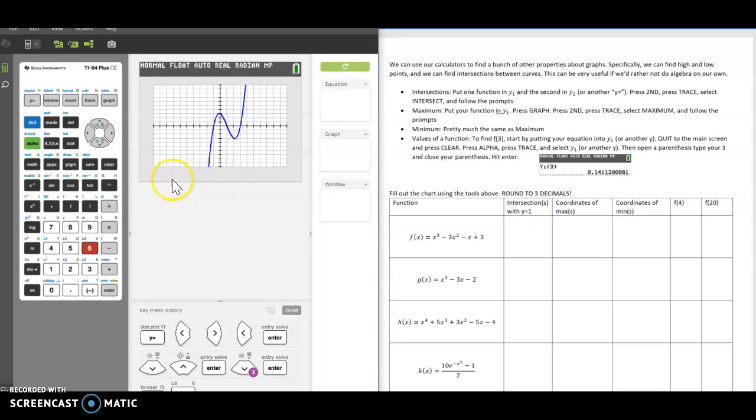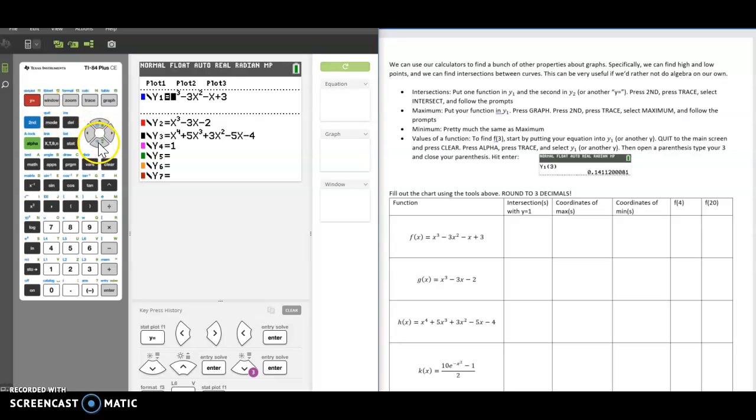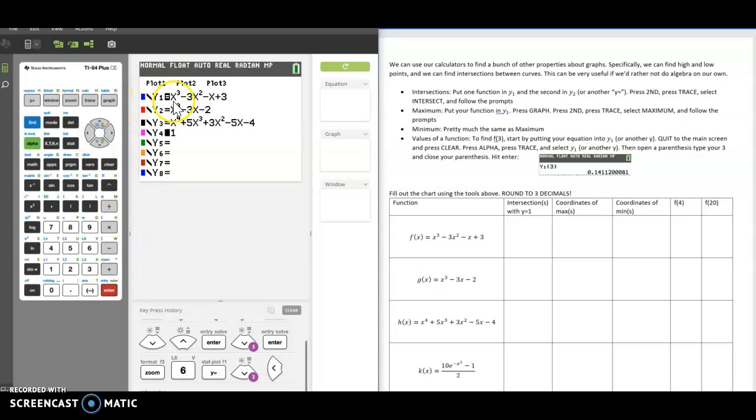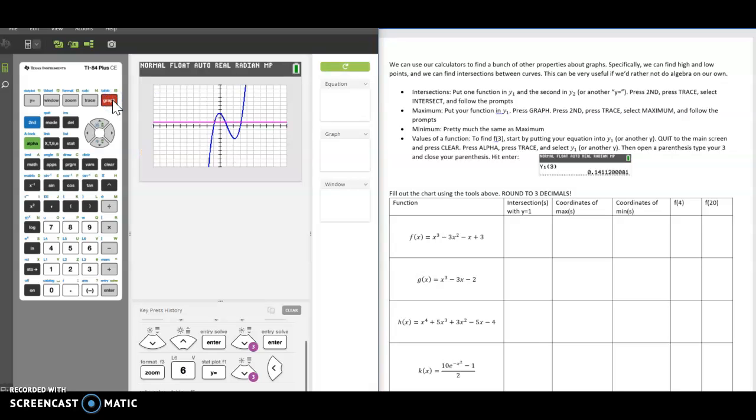So I want to find the intersection with y equals 1. Let's go back to the y equals screen. Since I have these two here, I'm going to leave them there. I'm just going to turn y sub 4 on to go along with y1. What that's going to do, when I hit graph again, is graph the line y equals 1. I want to find any intersections between f of x and y equals 1. I think you should see that it hits here, here, and here. So for this exercise, I need to find all three of those.